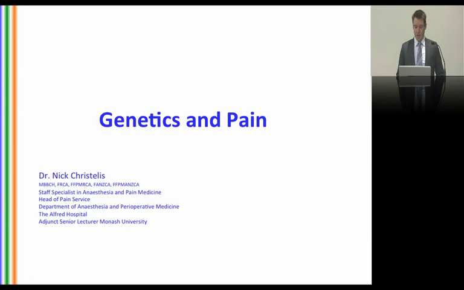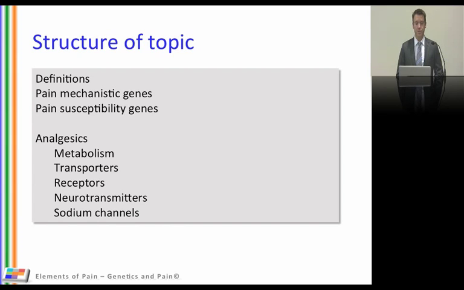Welcome to the topic on genetics and pain. This is the way we're going to structure the topic. Go through a couple of introductory definitions. Then we're going to briefly look at the difference between the pain mechanistic genes and the pain susceptibility genes. That's quite an important differentiation to understand. And that'll lead us on into looking at how genetics affects analgesics that we use and the various systems that it affects.